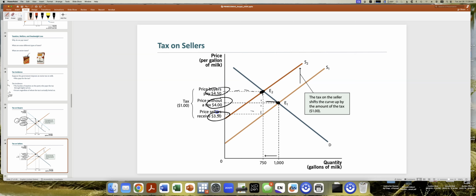And the seller has to pay that $1 to the government, so they ultimately get $3.50. It's $1 going to the government. Same thing, right? So it doesn't really matter. What the point of slide 26 and slide 27 highlight here is that it doesn't matter who you impose the tax on, buyer or seller. The net result for all three parties, buyer, seller, and government, is really no different.